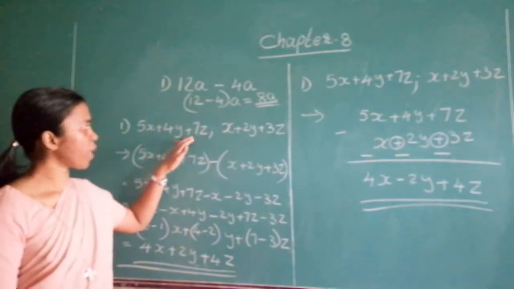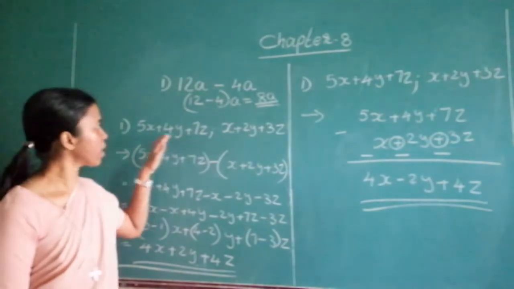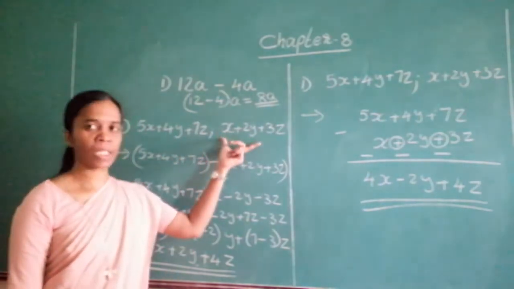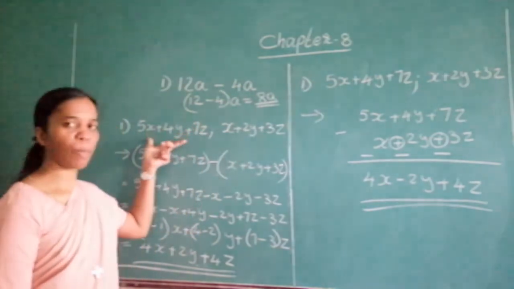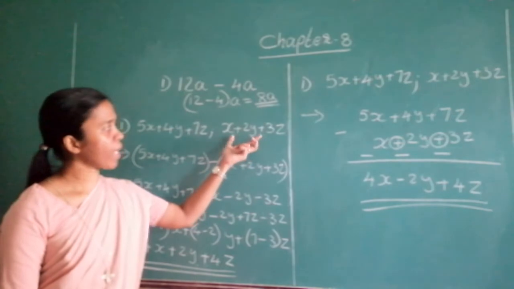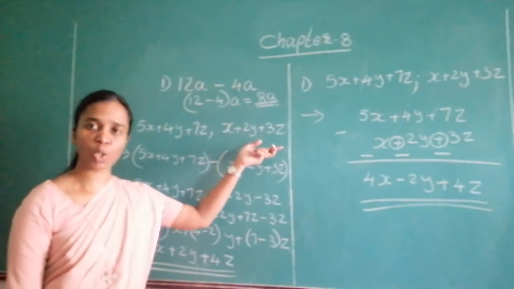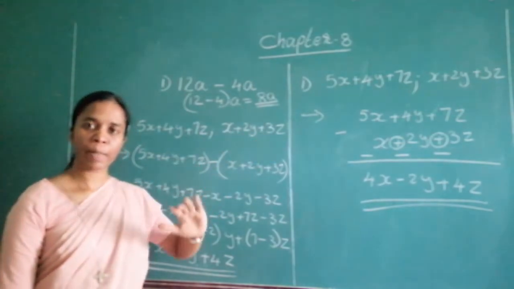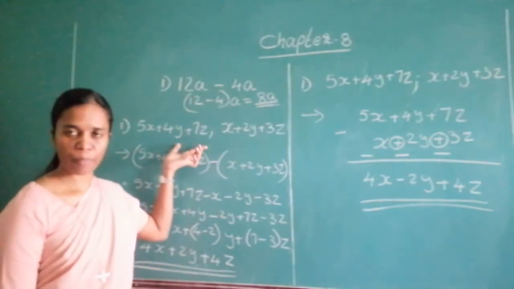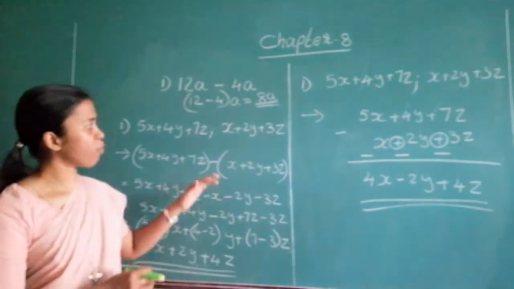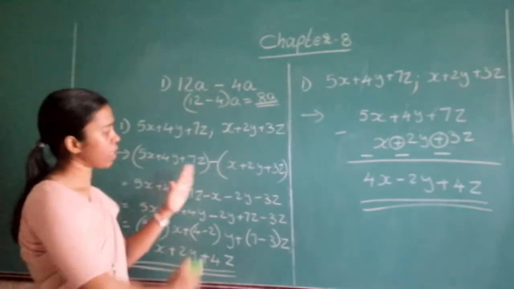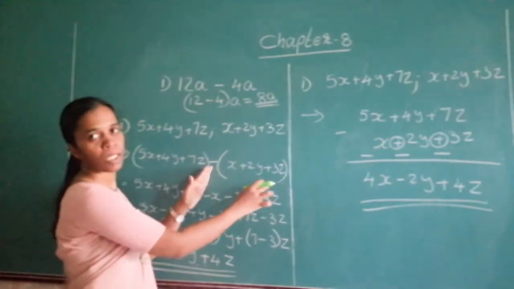5x plus 4y plus 7z is there. You know that this is a trinomial. Subtract the second expression from the first. Which is the second expression? The second expression I have is x plus 2y plus 3z. This also is a trinomial. So I am subtracting a trinomial from another trinomial. Since it is a subtraction, I first put the operation sign. So I put the first trinomial in a bracket, minus the second trinomial.